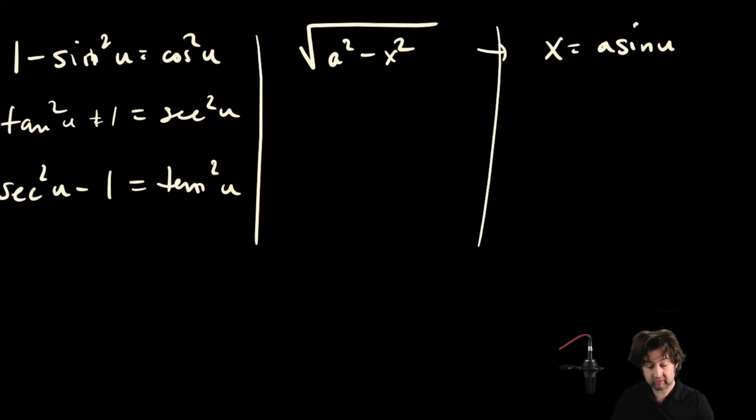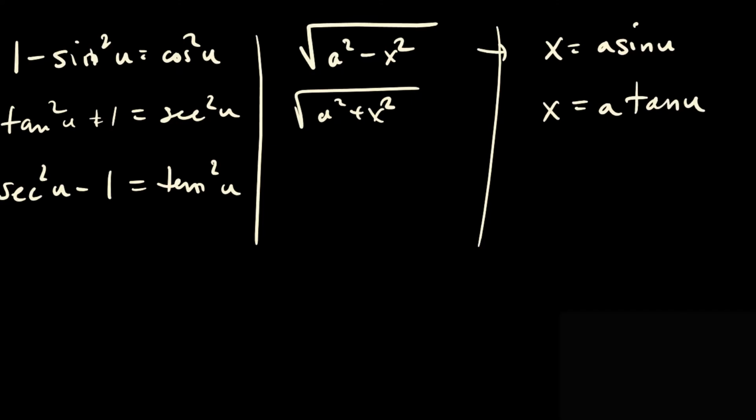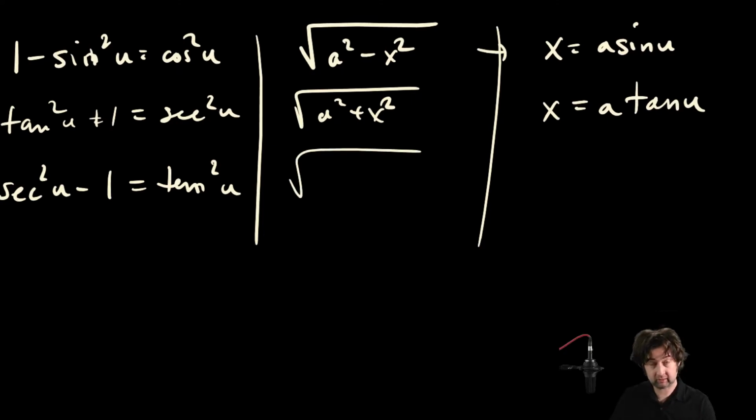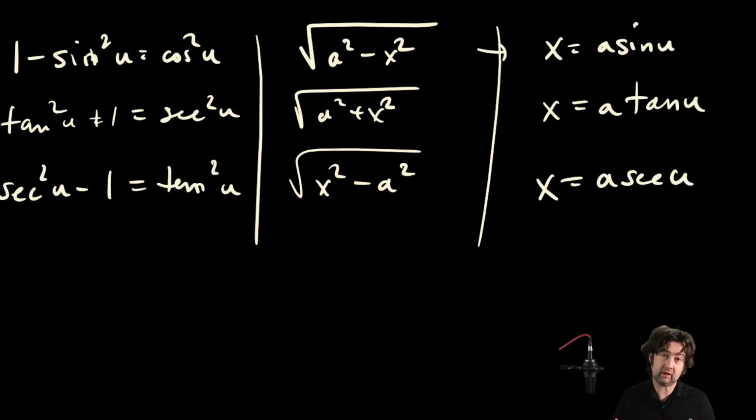Likewise, when we see something that looks like a squared plus x squared, we're going to make the substitution x is equal to a times the tangent of u. And when we see something that looks like x squared minus a squared underneath the square root, we're going to make the substitution x is equal to a secant u. In each of these cases, the substitutions are going to allow us to destroy the square root, which is going to allow us to use other techniques of integration to work. So now let's look at some examples of how this works in practice.